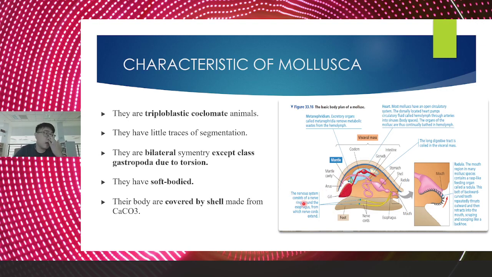You can't expose their soft body. If something heavy hits them, they will die. So they have to have the shell to protect them.